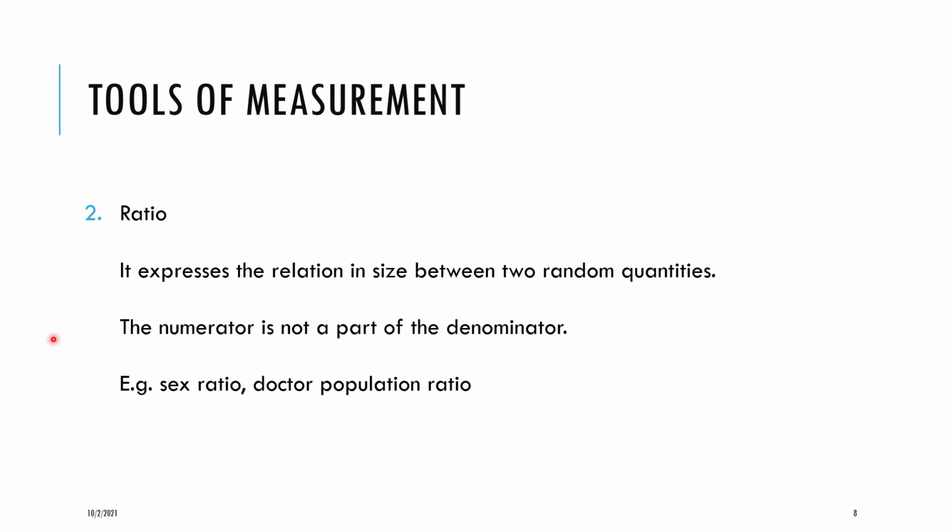Our next tool of measurement is a ratio. It expresses the relation in size between two random quantities. Now, a feature of a ratio is that the numerator and the denominator are exclusive of each other. So an example is the sex ratio, that is the male to female ratio.